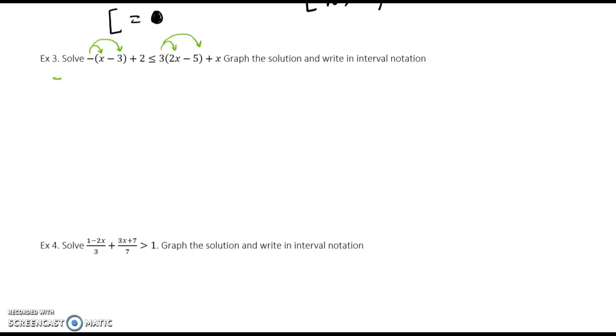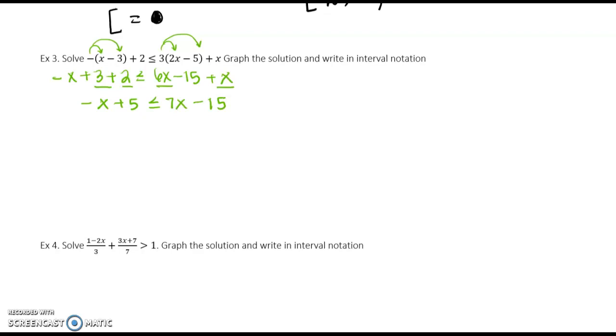Okay, so that would be negative x plus 3 plus 2 is less than or equal to 6x minus 15 plus x. And then I'm going to see if I have any like terms on the left. So the 3 and the 2, I could combine that. Negative x plus 5. And then on the right, the 6x and the x, that becomes 7x minus 15.